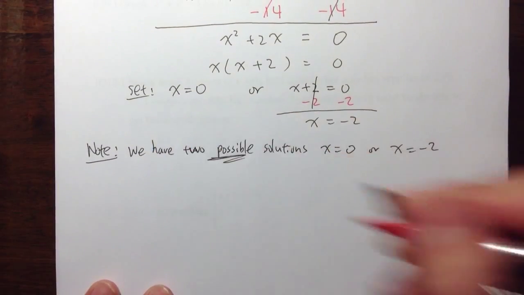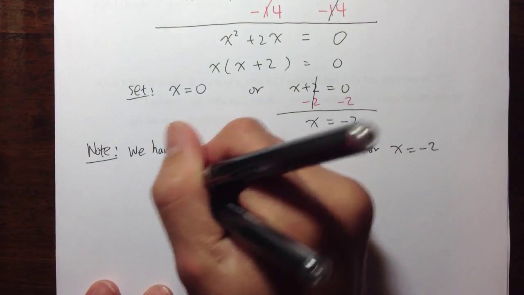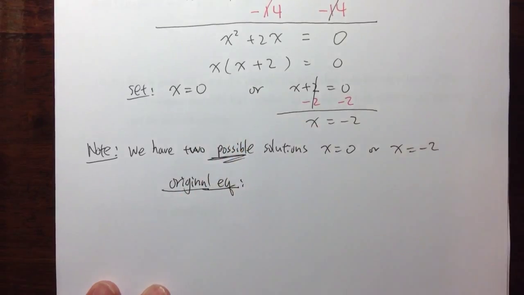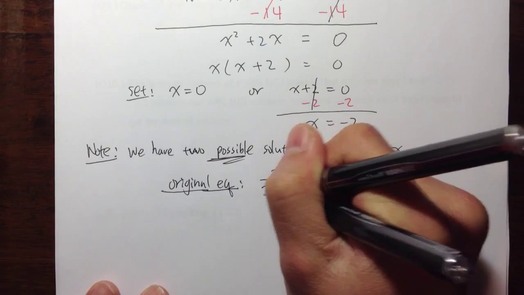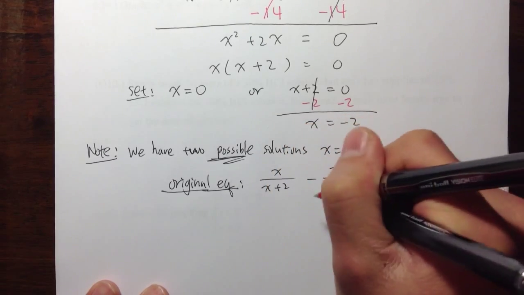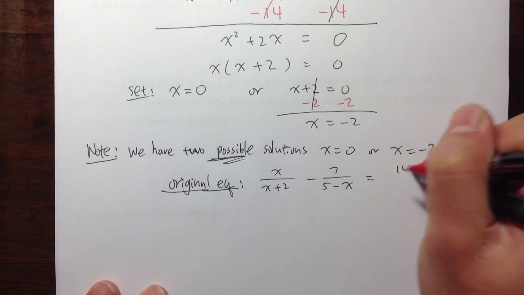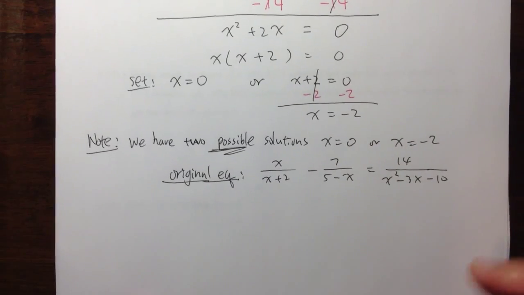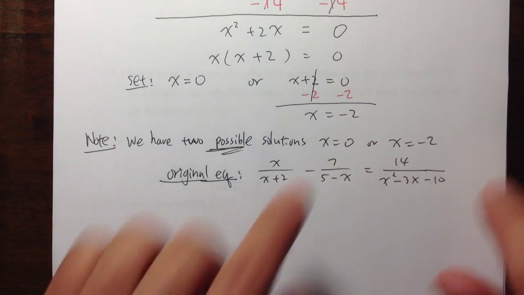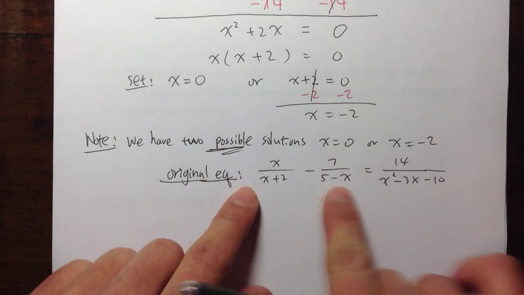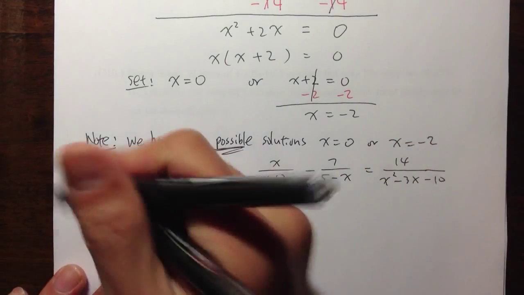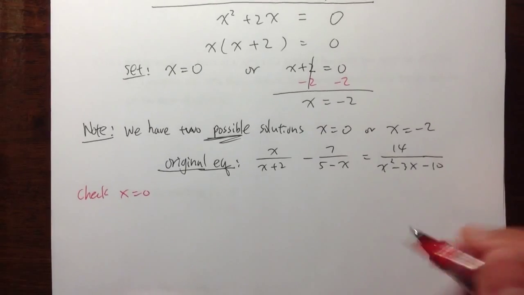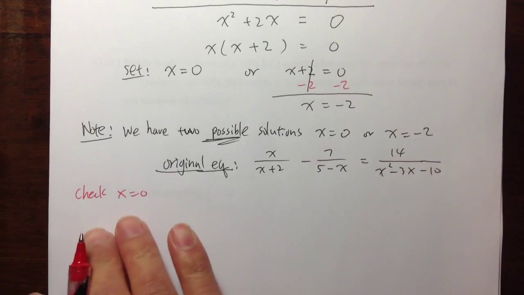So, the original equation, let's plug in, let's look at the original equation. We have x over x plus 2 minus 7 over 5 minus x, that's equal to 14 over x squared minus 3x minus 10. So we need to check both numbers, plugging 0 into x and plugging -2 into x. So check x equal to 0. And we also need to check x equal to -2. But I will do this one first.